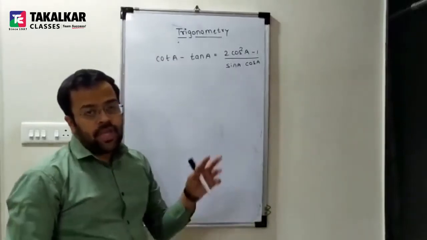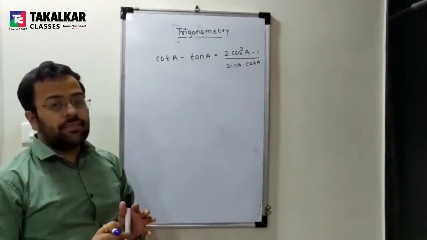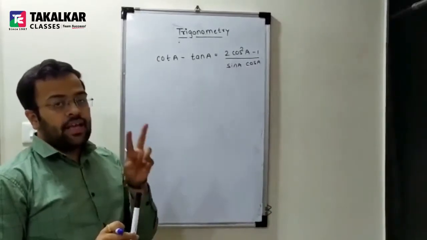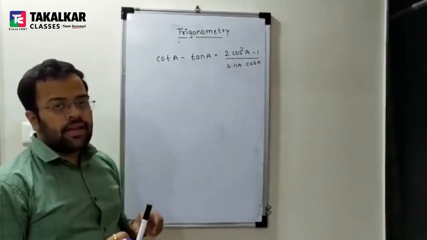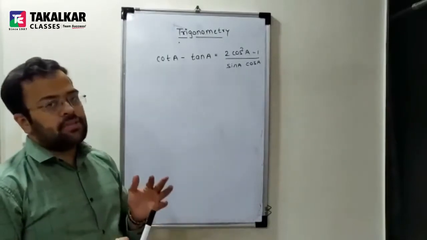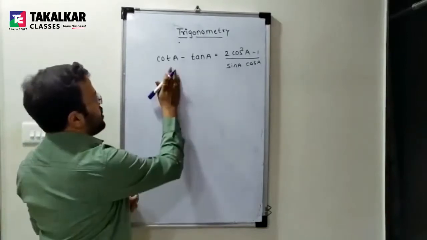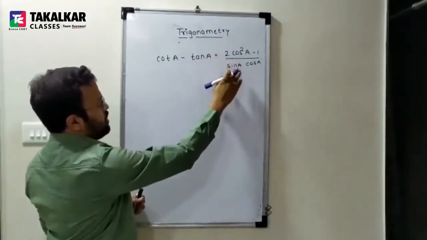Yesterday in the previous lecture we saw some basic concepts of trigonometry, the square root sin type and the minus sign. Now today we will continue the same topic but of a different type. Now what is given? Cot A minus tan A is equal to this.